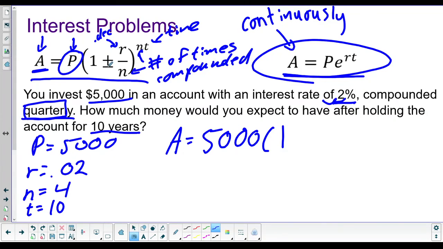The plus and minus here is for growth and decay. The plus is growth. The minus is decay. Because we're gaining money, we're gaining the money off of the interest, we're going to use the plus.